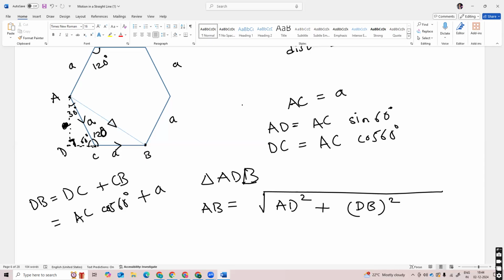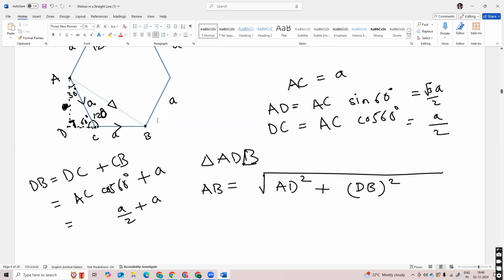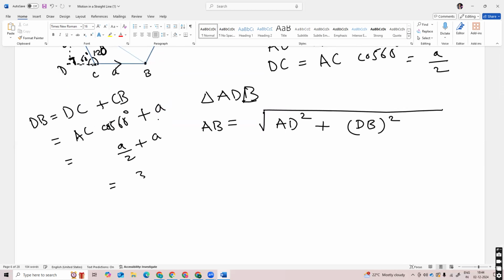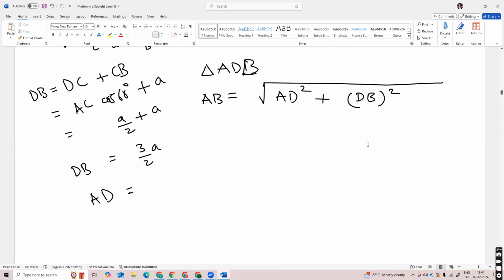AC sine 60 is basically A sine 60, and sine 60 is root 3 by 2, so it is root 3 by 2 A. And cos 60 is 1 by 2, so AC cos 60 is A by 2. So here you can simply write it as A by 2 plus A, which is equal to 3 upon 2 A. So DB is 3 upon 2 A, whereas AD is root 3 by 2 A.